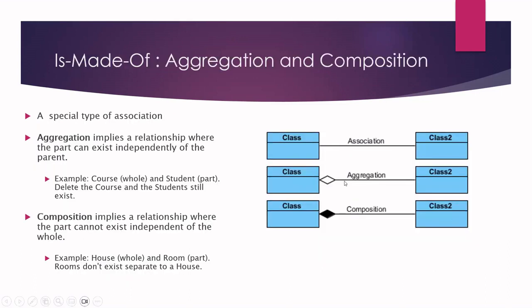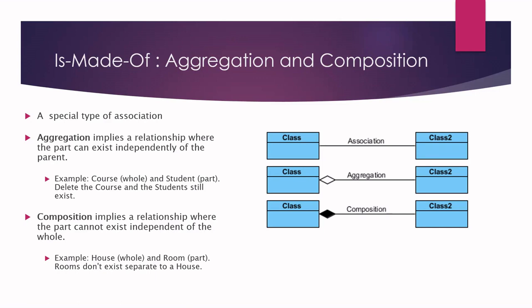Now, the other type of relationship, which some people think of as a special type of association, is the "is made of" relationship, that is actually the aggregation and the composition. When you have one object, so let's say, for example, a course, this is the whole, and students. A student is part of a course, and multiple students would constitute a course. Or a course is an aggregation of a group of students.